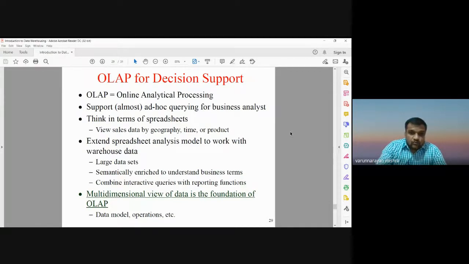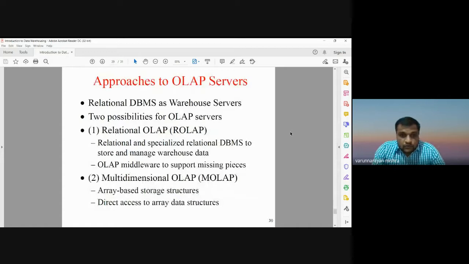So now moving to the next slide. These are some approaches that can be used for online analytical processing servers. As you know, the entire information is stored on the server in the form of a data warehouse. So there are different approaches to OLAP servers. We are having a relational DBMS as the warehouse server, so there may be two possibilities for OLAP servers.